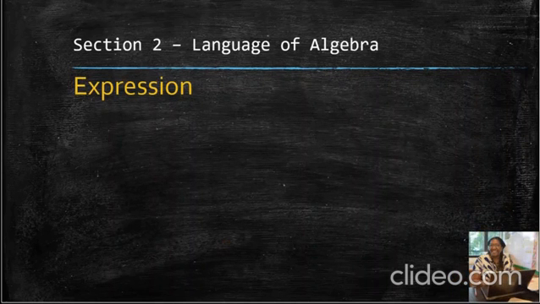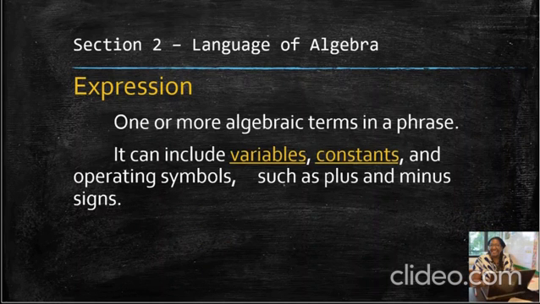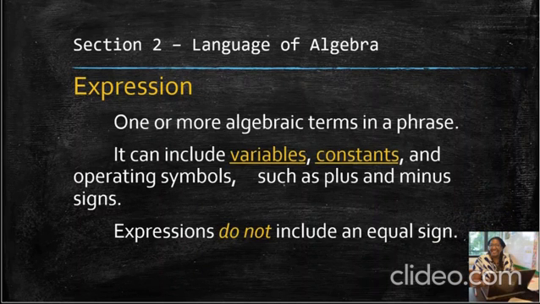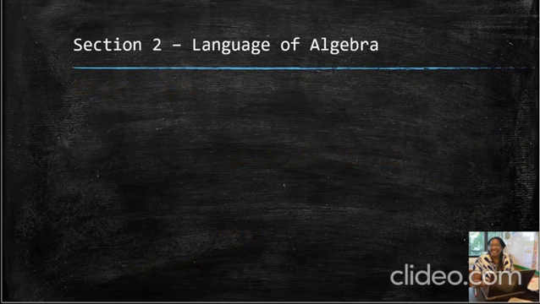The next term is an expression. An expression is one or more algebraic terms in a phrase. It can include variables, constants, and operating symbols such as a plus sign or a minus sign. Expressions do not include an equal sign. That's called something else. It's just an expression, no equal sign. Example, 3x squared plus 2y plus 7xy plus 5. This is an expression because it does not include an equal sign. If there were an equal sign, it would be called an equation. Yes, you're right. I know somebody guessed it out there.